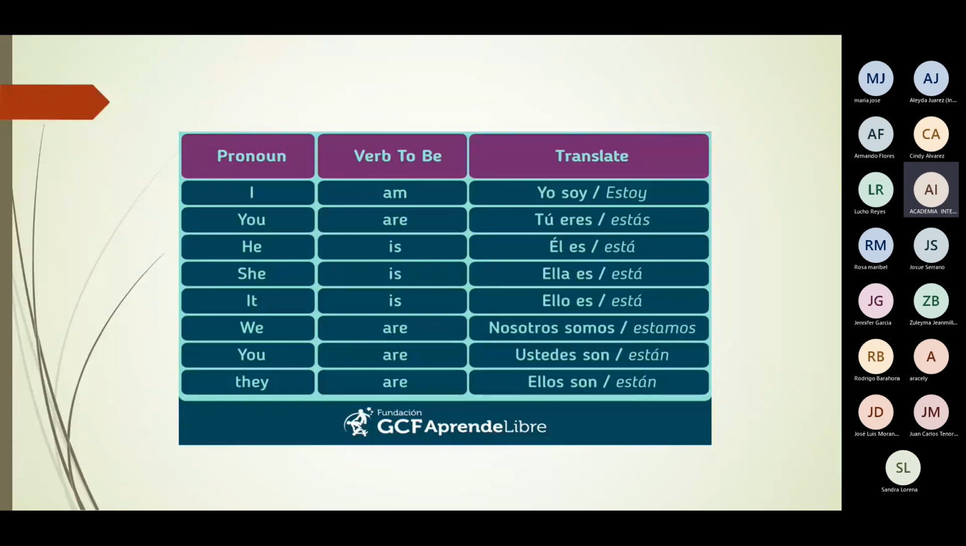Okay, muy bien. If you can see the chart right now, pueden ver el cuadro. You are going to see depicted the personal pronouns and the verb to be, and at the same time, you are going to see cuál es su significado, the meaning of those words, okay? Van a ver representados los pronombres personales. Y el verbo to be, por ejemplo, I am, you are, he is, she is, it is, we are, you are, they are. Muy bien.